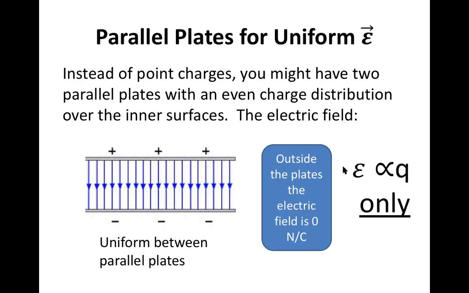I said it's uniform, but the value of it is related to the charge here and here only. So this charge, positive whatever coulombs, is equal to that negative coulombs, and that is the only thing that determines the electric field strength.